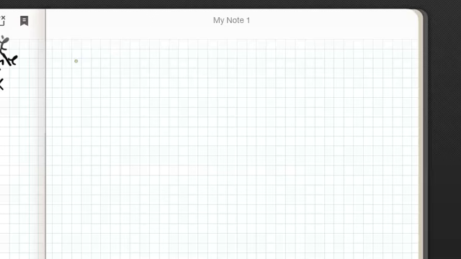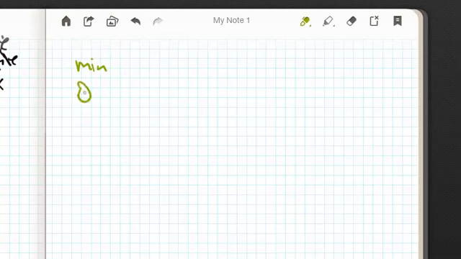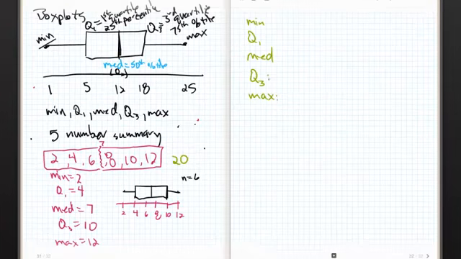All right, so same thing. We're going to go min. We're going to go Q1. We're going to go median. Sorry about that. We're going to go median. It's really hard to write on something where you can't see what you're writing. I'm writing on a tablet, and clearly I don't write anything on my tablet, so it's kind of hard to see what's going on. Okay, so you ready?